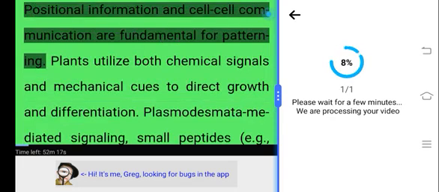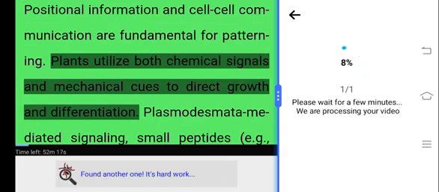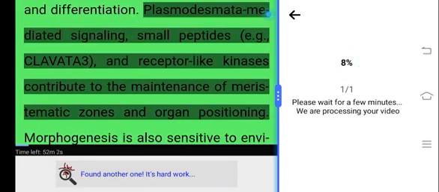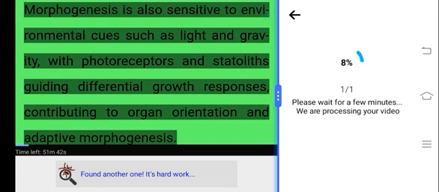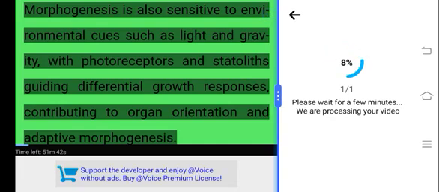Positional information and cell-cell communication are fundamental for patterning. Plants utilize both chemical signals and mechanical cues to direct growth and differentiation. Plasmodesmata-mediated signaling, small peptides, e.g., CLAVATA3, and receptor-like kinases contribute to the maintenance of meristematic zones and organ positioning. Morphogenesis is also sensitive to environmental cues such as light and gravity, with photoreceptors and statoliths guiding differential growth responses, contributing to organ orientation and adaptive morphogenesis.